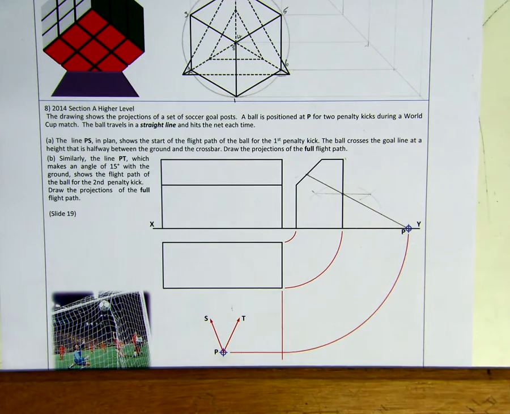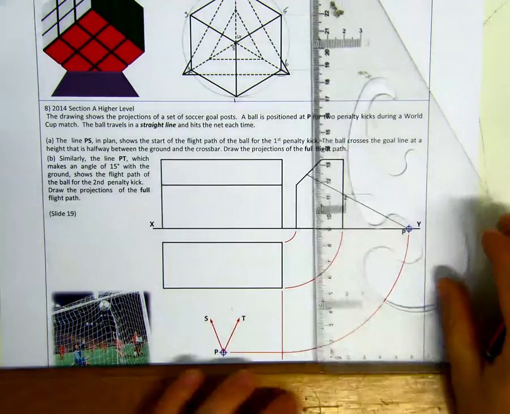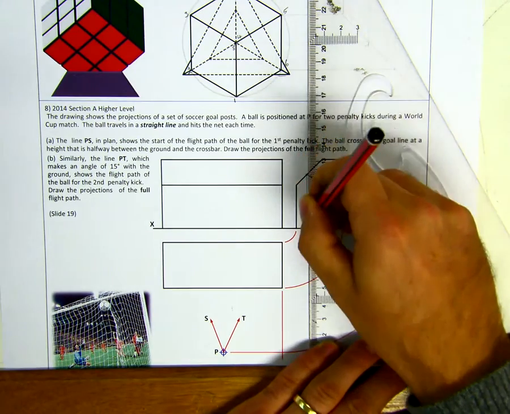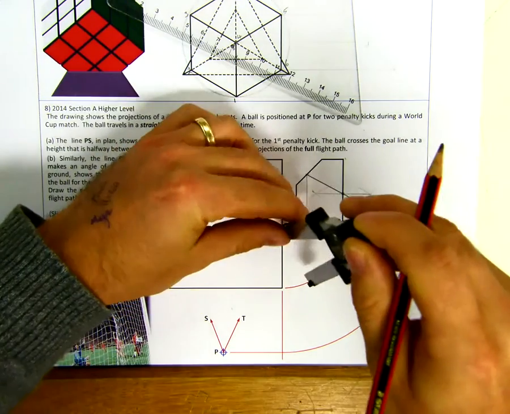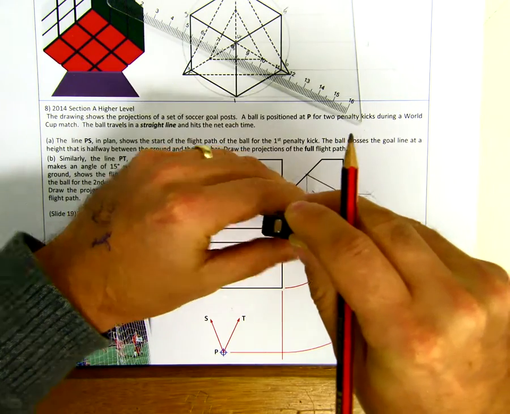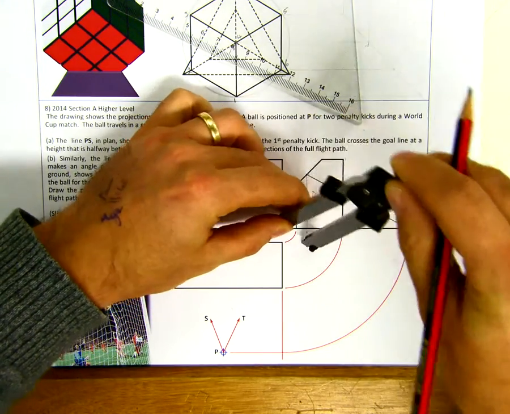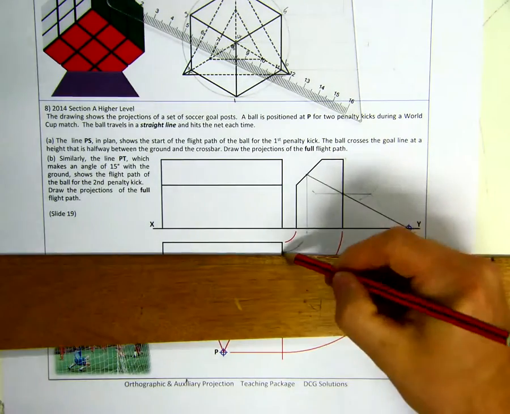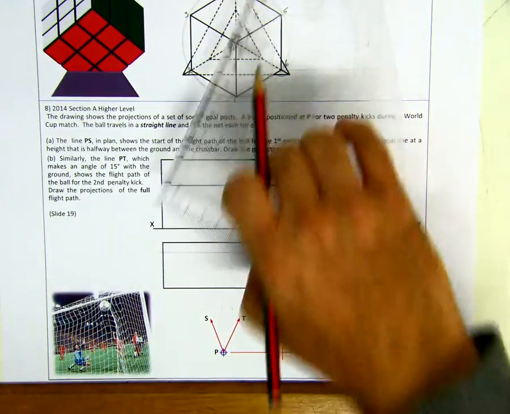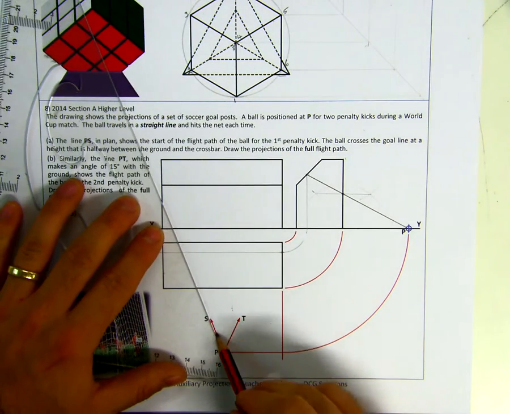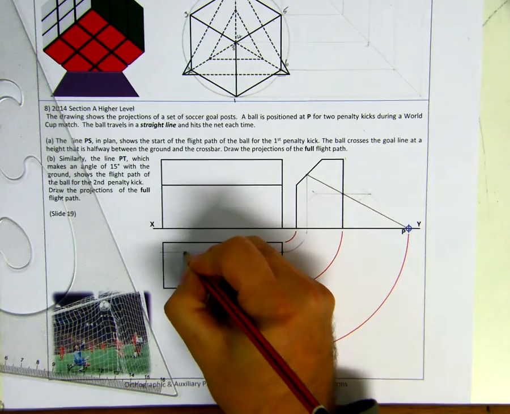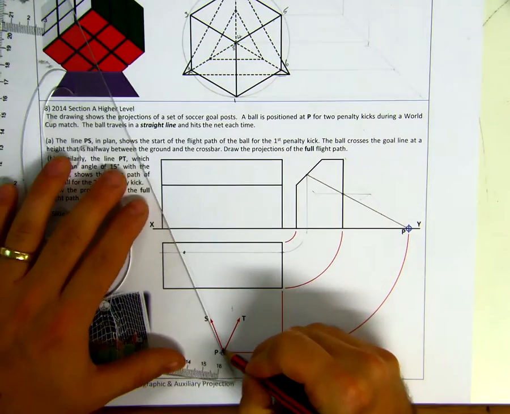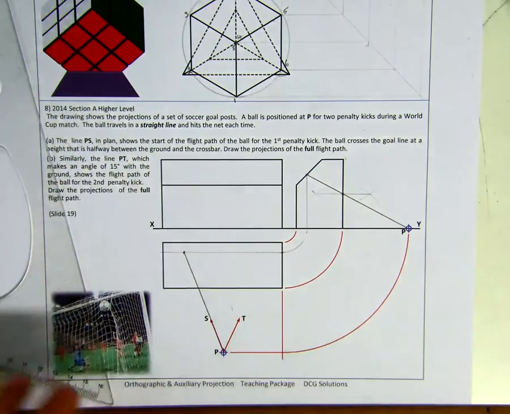We need to project all. We only have the end elevation. We need all the elevation. So first thing we need to do is bring our point down. Okay. We can rotate it again about this point using the compass, or you can use your 45-degree method, whichever you find easier. So rotate it down here, okay, and bring it across. Instruction line. So from our point P through S, that's going to give us the point where it hits the net in plan. Okay, so then we can finish off the projection of our plan of that penalty kick.